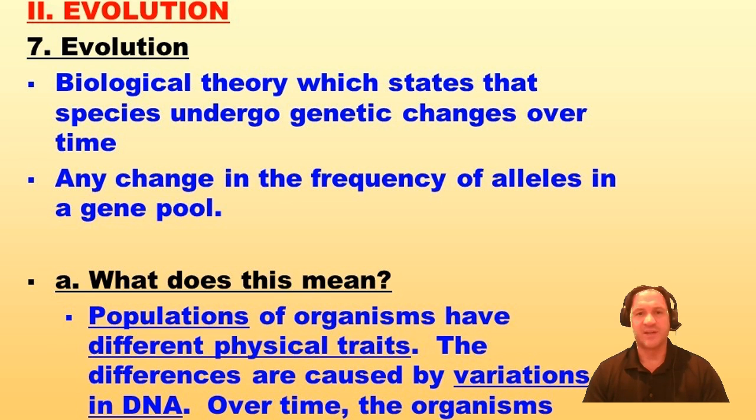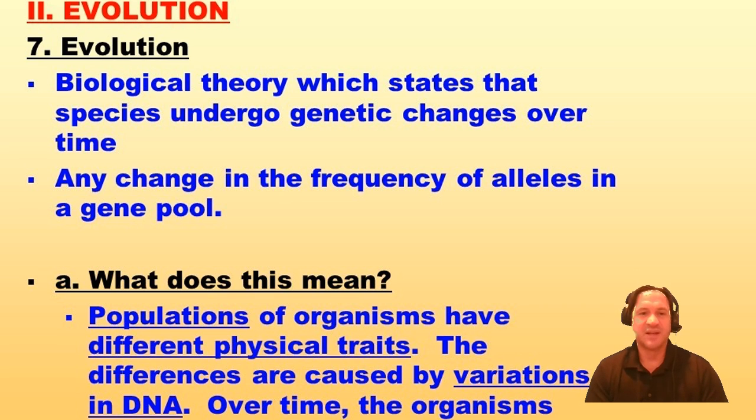All right, before we get into some new information, let's review what we learned in week 1. Evolution is a biological theory which states that species undergo genetic changes over time. So they do not stay the same forever. One species can actually branch off to form 2 different species. Number 2, it's any change in the frequency of alleles in a gene pool. So evolution is not humans came from monkeys or apes. Any change in the frequency of alleles in the gene pool of a population, that is evolution.